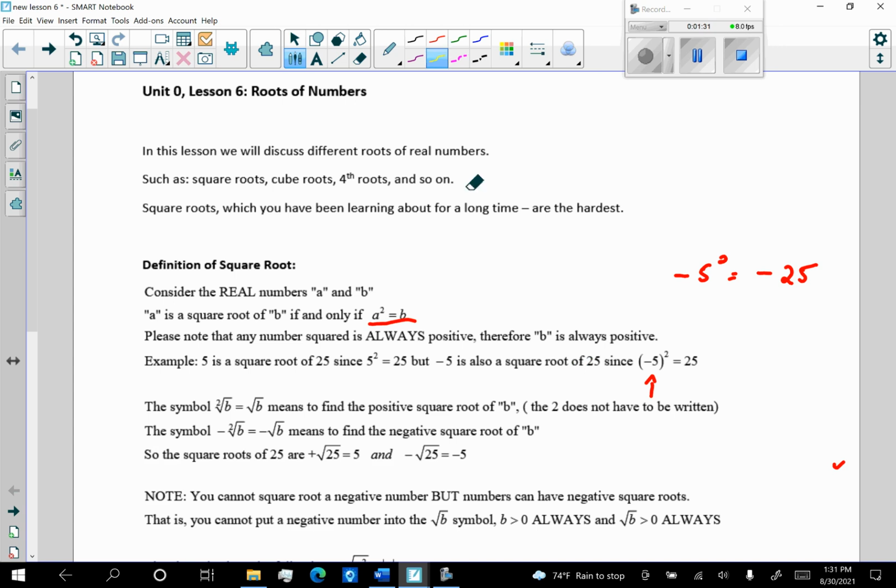So this statement and this statement right here say that 5 and negative 5 are square roots of 25. Therein lies the confusion. Because if I ask you for the square root of 25, if you say 5 and negative 5, you're wrong. Well, it depends on how I phrase that question. You have to take the question in context.